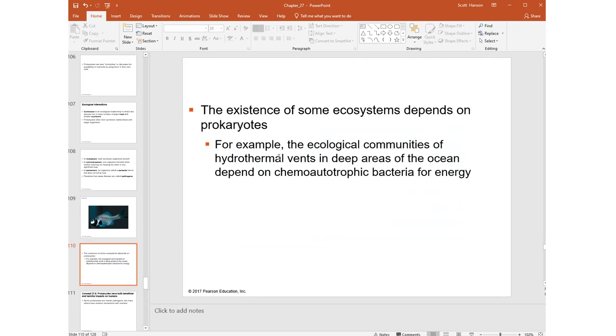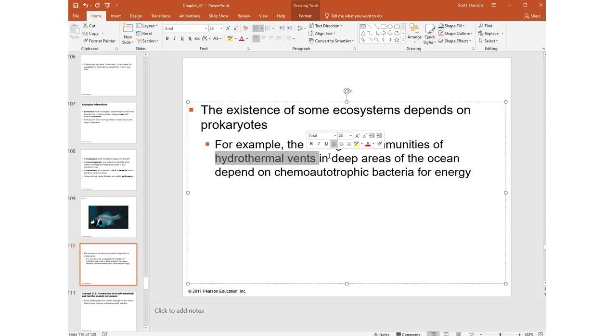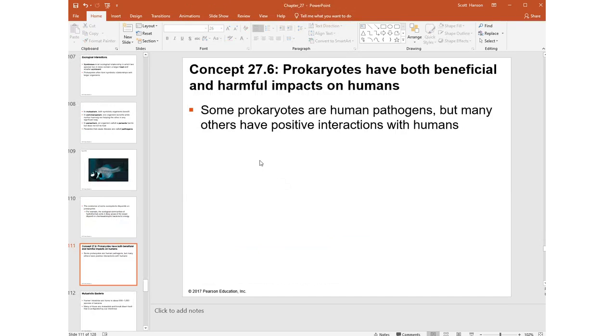Now, the existence of some ecosystems. Some ecosystems could not exist without different prokaryotes. In fact, the more they study, maybe no ecosystem could exist without some sort of prokaryotes. The ecological communities in the hydrothermal vents that are in deep areas of the ocean depend on chemoautotrophic bacteria for energy. Some prokaryotes are human pathogens, like we've seen, but others have positive interactions with humans.